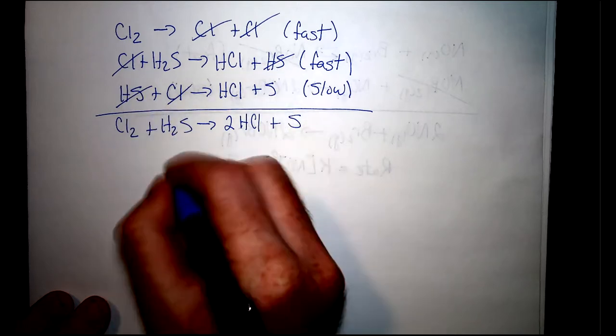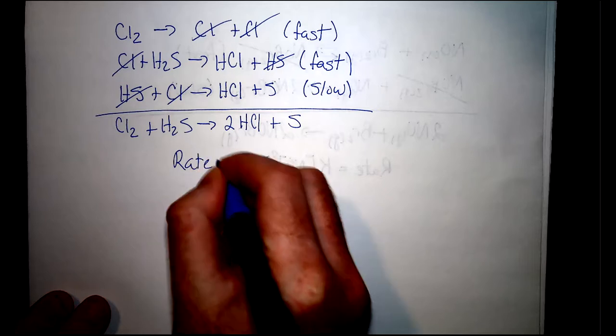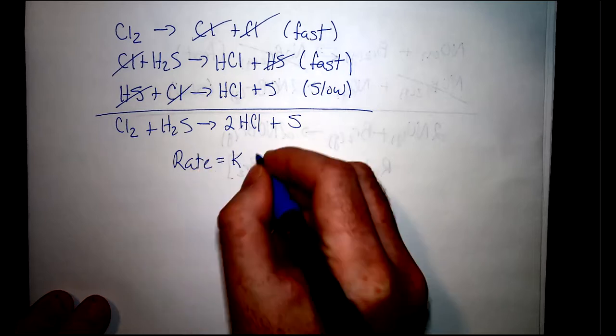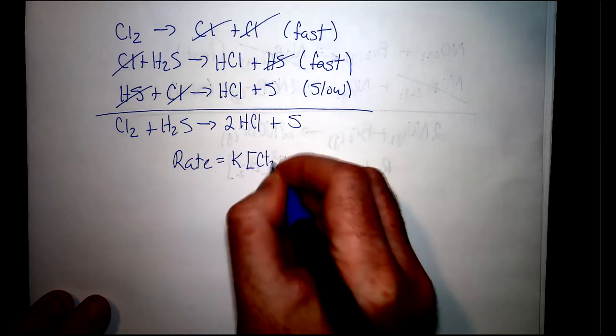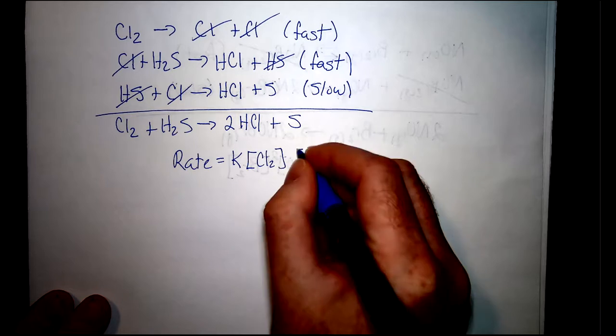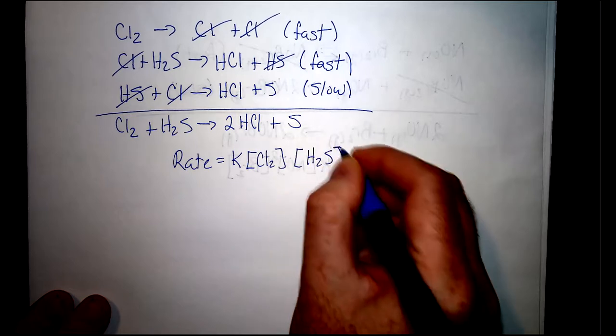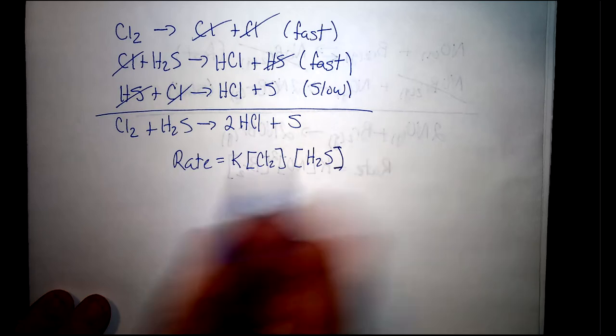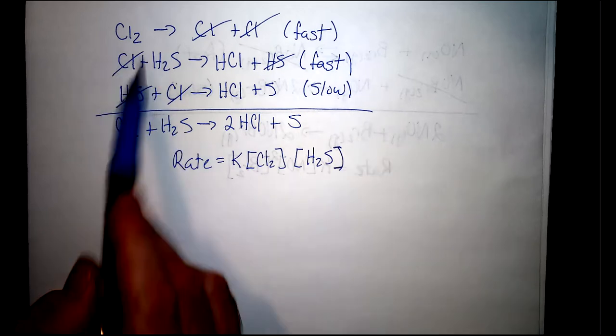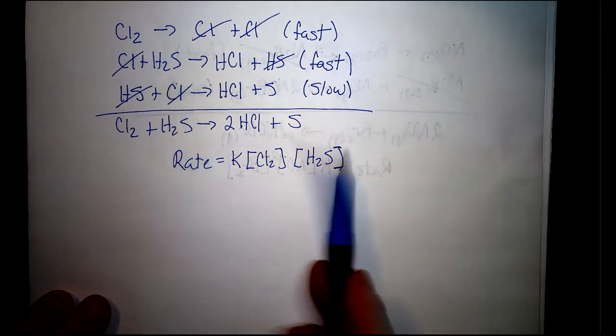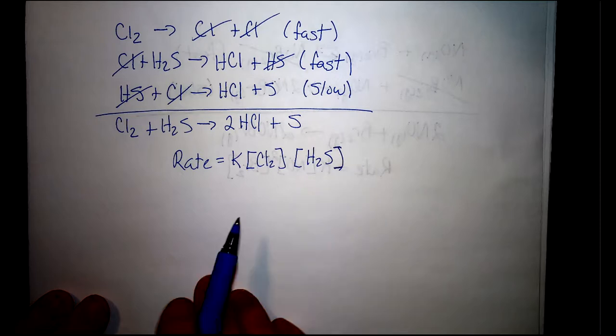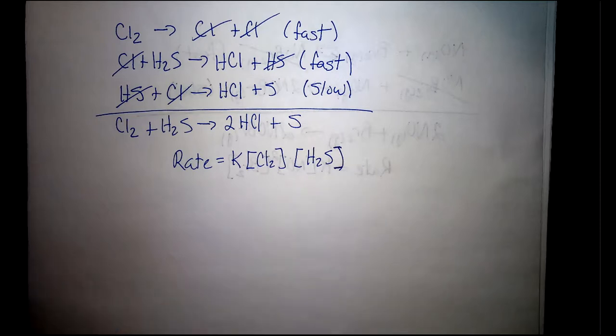The rate law is going to be rate equals k, concentration of Cl2, concentration of H2S. Now we see Cl2 is only mentioned once and H2S is mentioned once, so we'll leave that alone on the exponent. So both are first order, and that would be our rate law for that particular reaction.